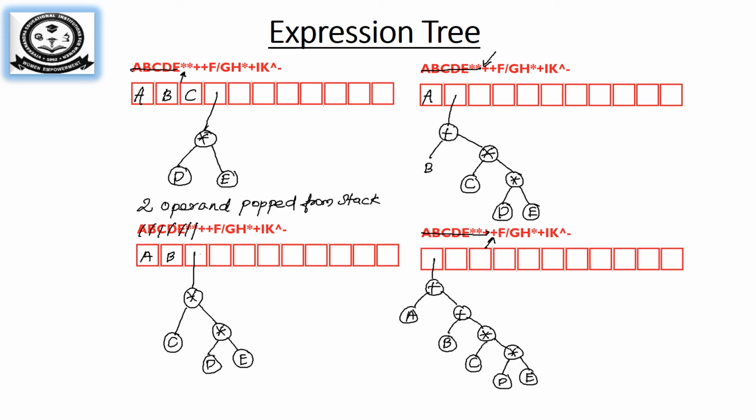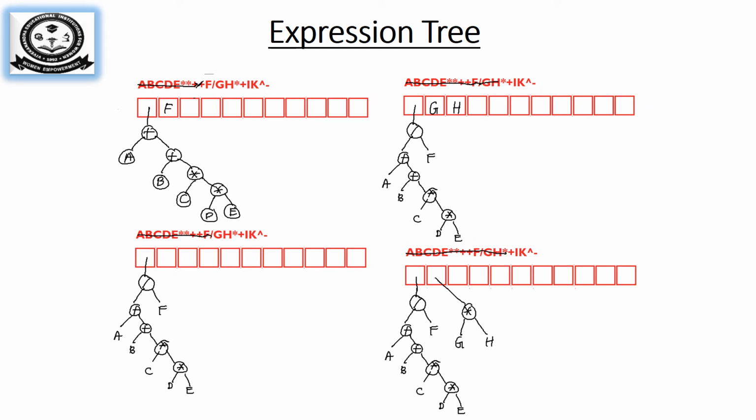When you encounter the next plus symbol, again two things must be popped. Now the subtree for star will be popped, along with B. So B will become the left child, and the remaining subtree will become the right child for plus. Again the pointer of the plus subtree will be pushed into the stack. When you see another plus, again two things will be popped. A will become the left child and the plus subtree will become the right subtree for the plus. Again plus is pushed into the stack.